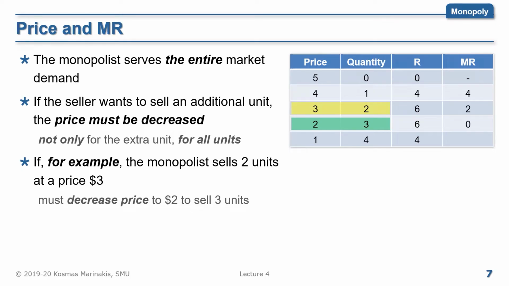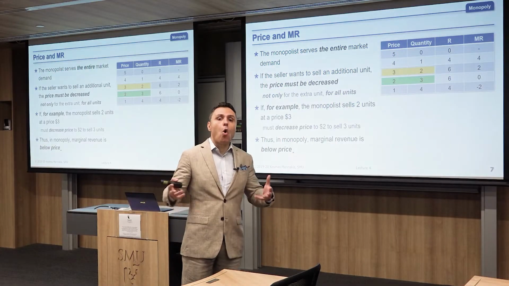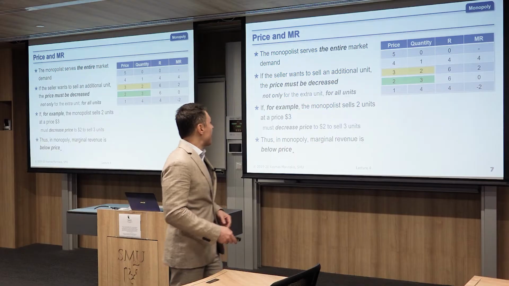And from 6 to go to 4, you need minus 2 units. So this is how you calculate marginal revenue here. Therefore, we can say that in monopoly, the marginal revenue is below price, equal or smaller than price.